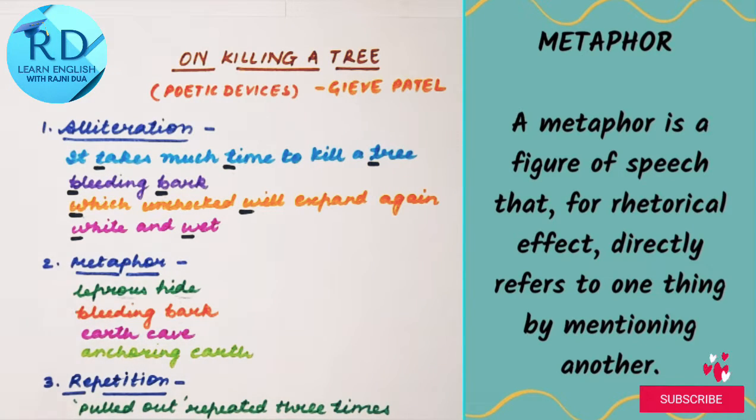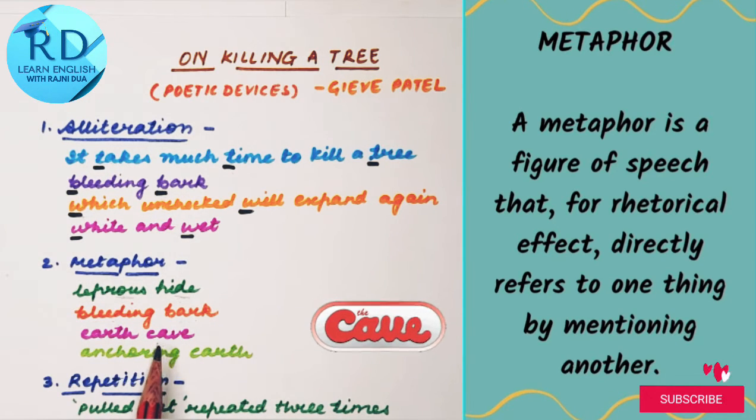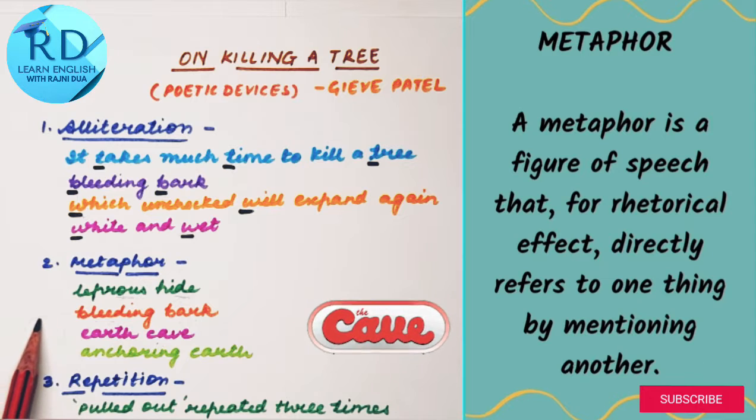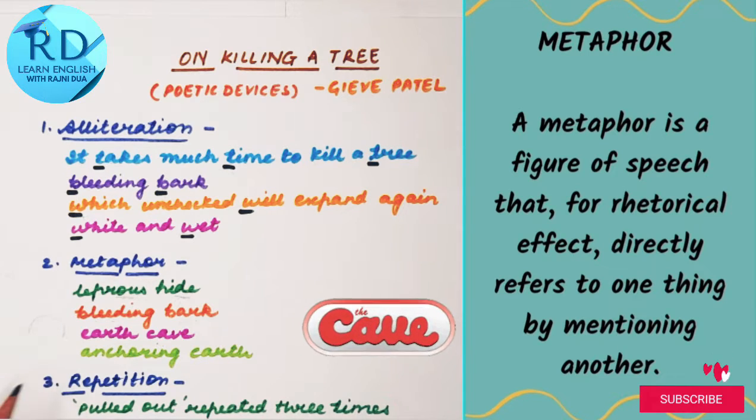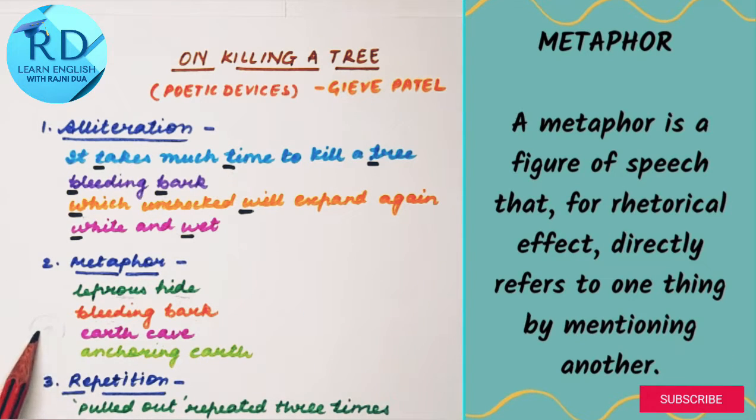from that plant a liquid comes out. Here that liquid is compared to blood. So it's like as if the bark is bleeding. Next is earth cave. So earth is just like a cave here. It is presented as a cave in which those roots hide or they go inside and live.